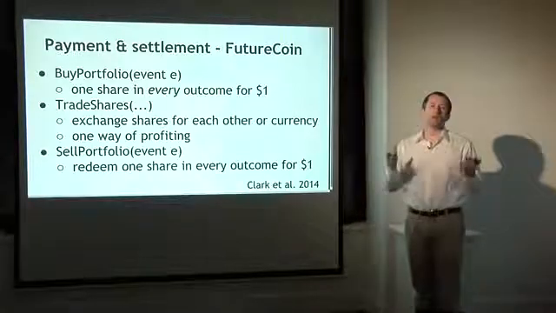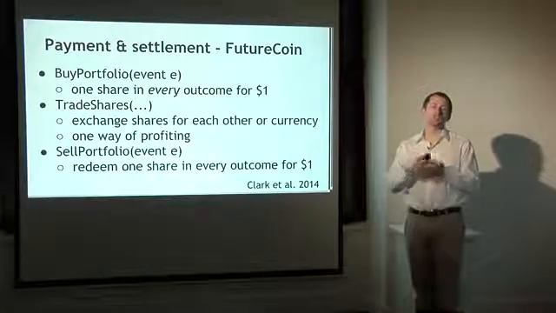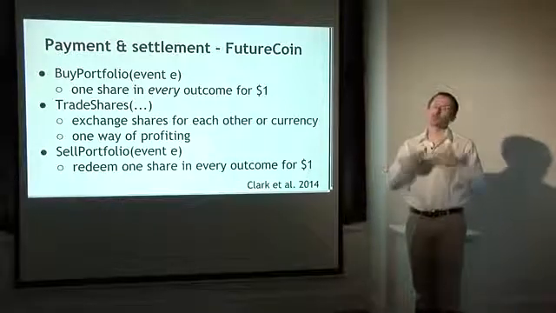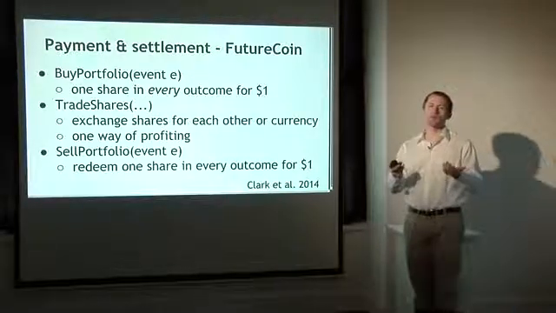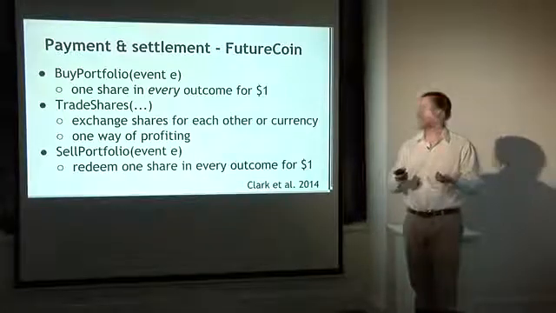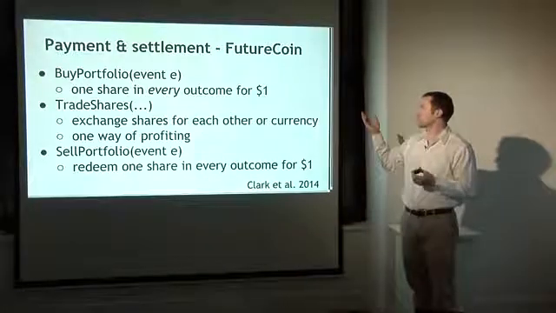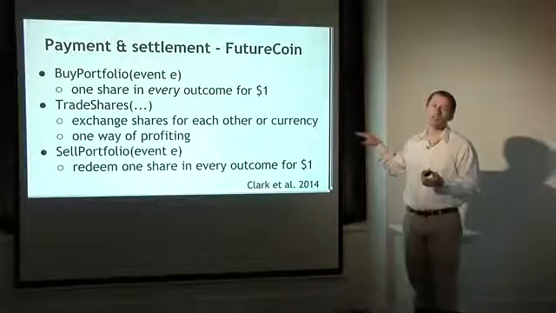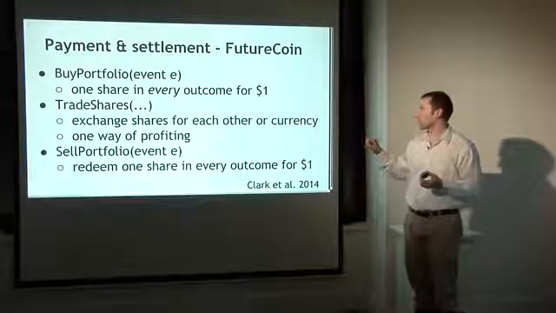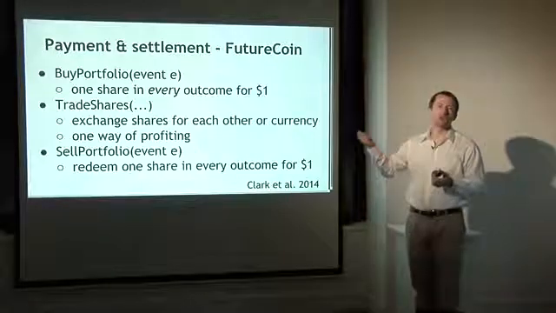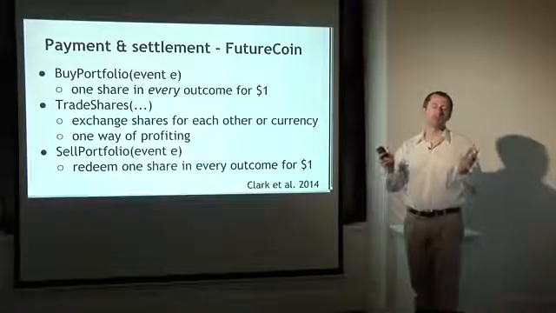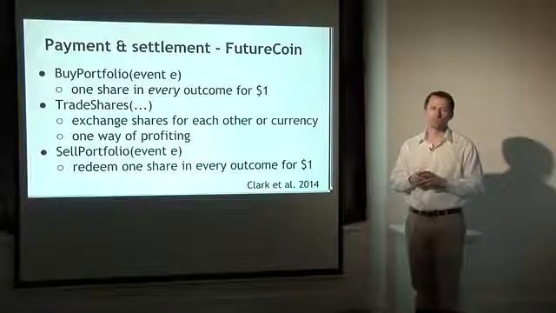You could just buy a portfolio, wait for the prices to change, and then sell all of the shares directly for future coins, which you could turn into Bitcoin or some other currency and profit that way. And the other way to profit would be to buy a portfolio, sell some of the shares, and then eventually, at the very end of the market, there's a special close that happens, at which point you can sell portfolio and you only need one share in the winning outcome.